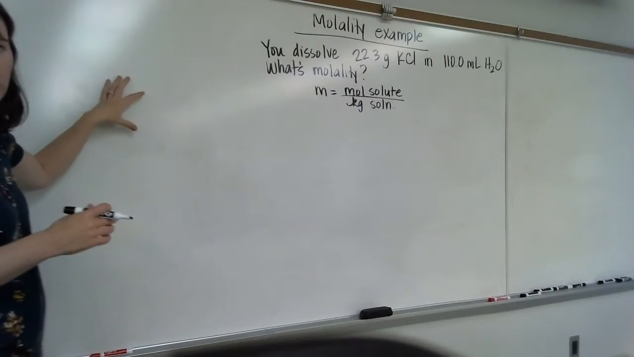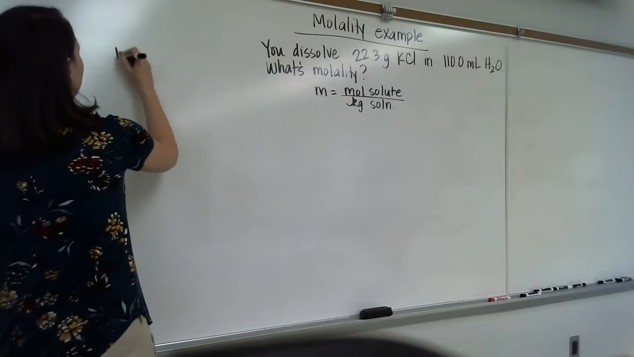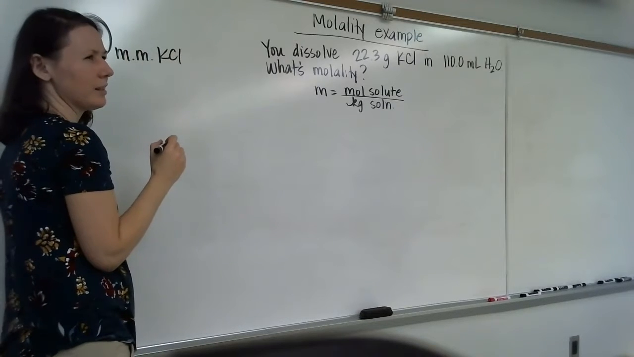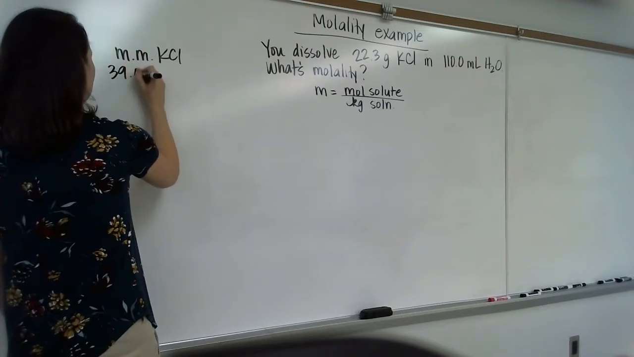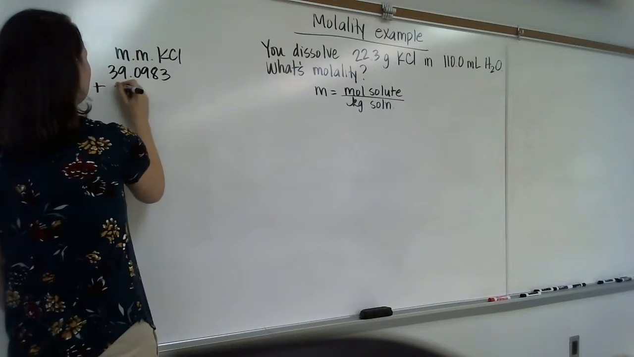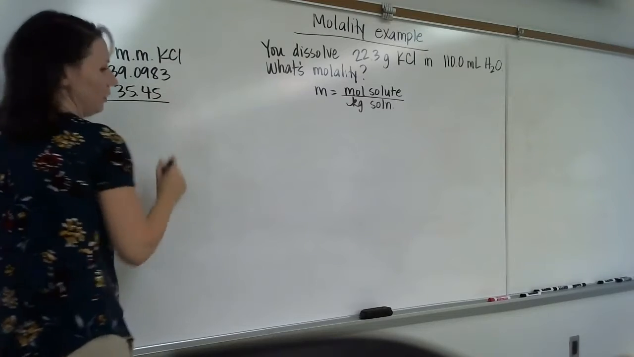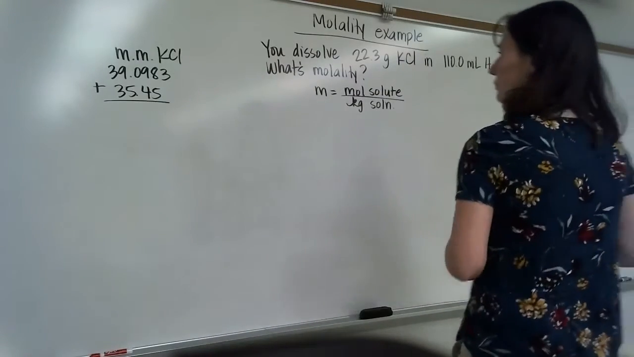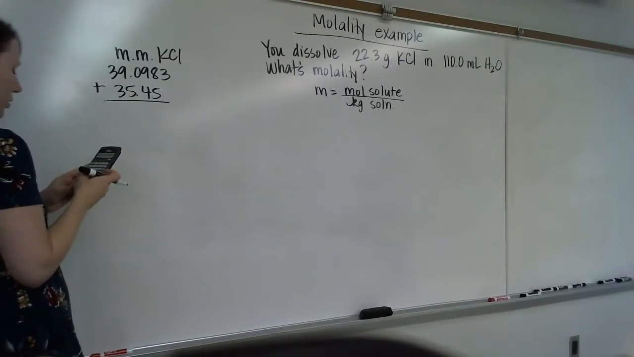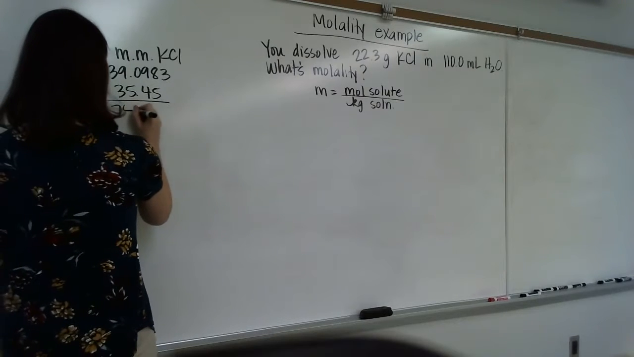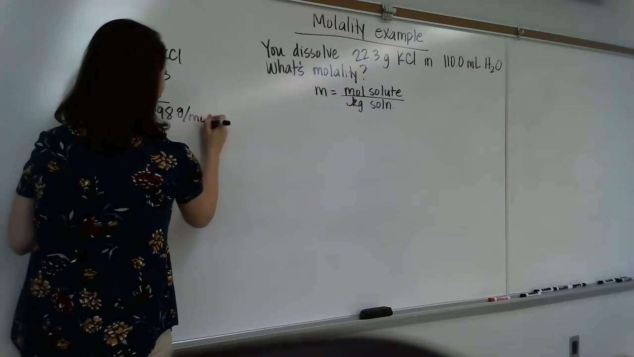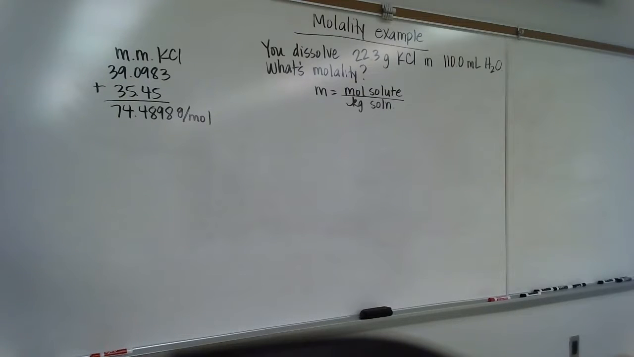So let's do a side calculation. Molar mass of KCl. Potassium's molar mass is 39.098, and chlorine is 35.45. So we have to calculate molar mass: 39.0983 plus 35.45 gives me 74.4898 grams per mole.